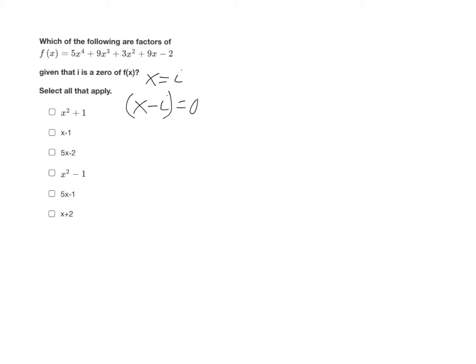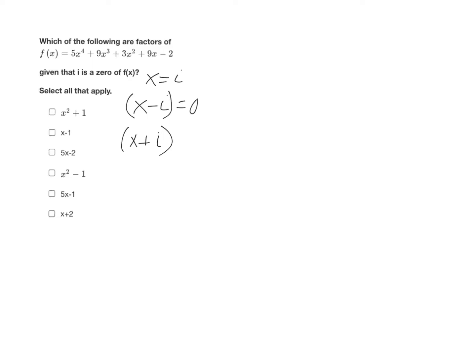Now I also know that the only way I can get that i here, since I started with only real numbers, no i's, the only way that x equals i could be one of my answers is if I took a square root, because i is the square root of -1. And when I took that square root, I had to have a plus and a minus. So I also know that x plus i is a factor.